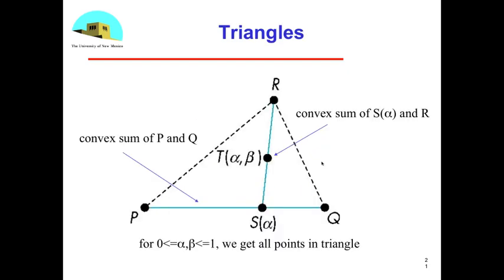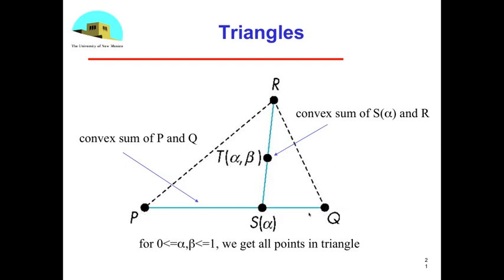So let's do the following. Let's use our notion of lines to build up every point that's inside of a triangle. So let's start with P and Q, and I start looking at the convex sum of P and Q. So I can look at alpha P plus (1 minus alpha) Q, and that's going to define all of the points along this line segment going from P to Q.